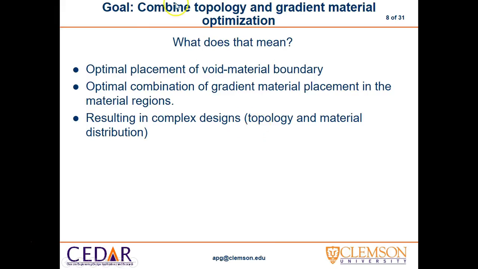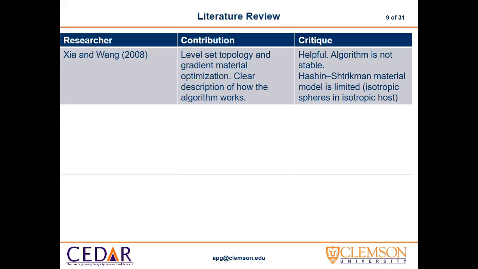So really the goal of this research is to be able to combine topology optimization and gradient material optimization. So what exactly does that mean? We want to find the material void boundary, like where there is material and where there is not material. And also within the material regions, we want to know what the best combination of the two materials is. And we expect that the results will be complex designs because we're specifying not only the shape, like for example, if you're designing something in a standard CAD, you are defining the shape, but also the material distribution, which most CAD applications cannot do, like you choose a single material.